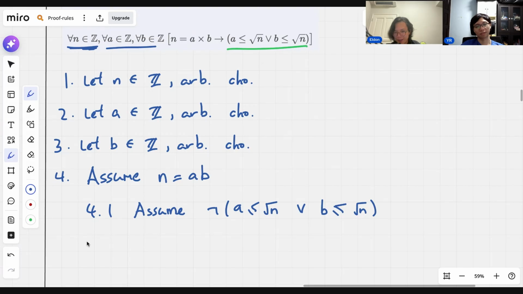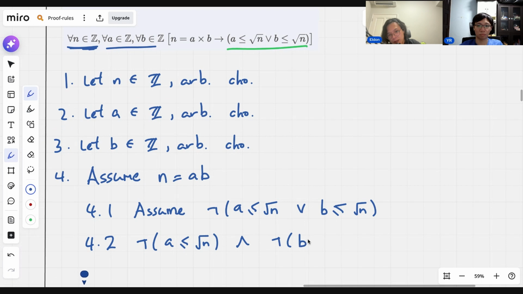Why are we doing this? It's kind of weird, but let's keep going. We know from the previous week's tutorial that not (P or Q) is equivalent to not P and not Q. So I'm gonna write not a less than or equal to square root n, and not b less than or equal to square root n.